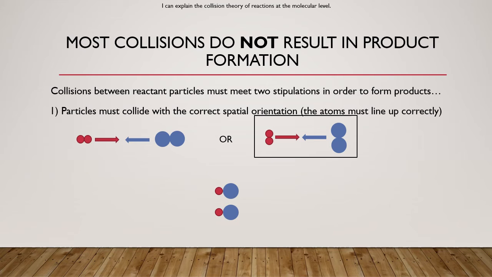Now, in this very simple example, it's pretty easy to see. The point of this is not to be able to look at pictures of molecules and be able to figure out exactly how they have to collide in order to form products, although if you just look at the shape of the molecule, we can often figure it out. The point is simply to understand that the direction matters, that these particles have to run into each other in the right way in order to give us products. Okay, so that's one stipulation that has to be met.